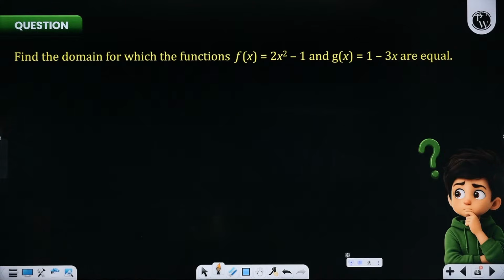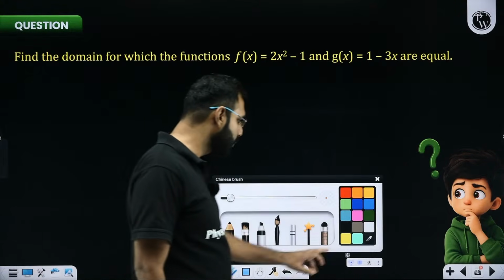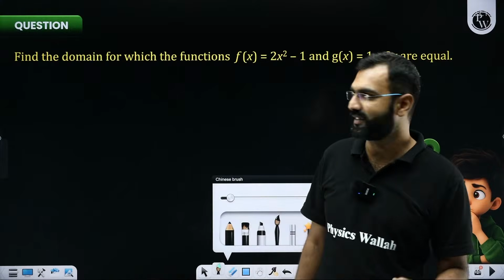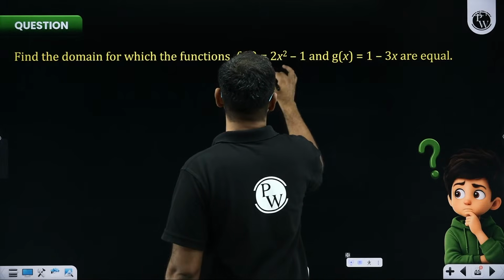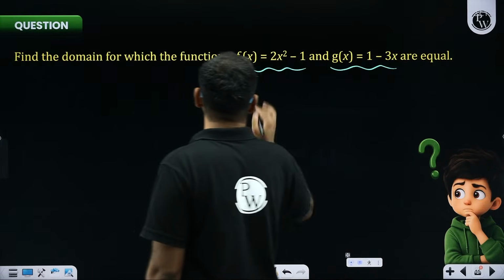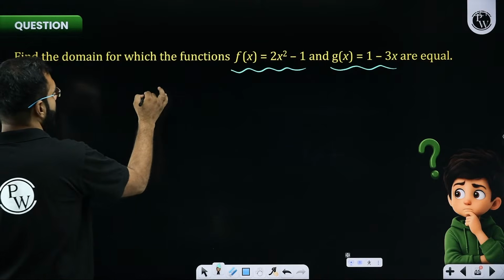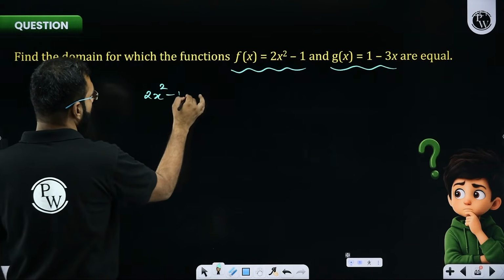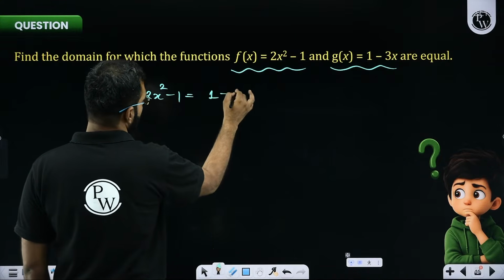Everybody, tell me in the comments, what do you think could be the answer to this question where you are asked to figure out the domain for which these two functions are equal? Sir, these two functions are said to be equal, which means this and this will be equal. What is f of x? Sir, f of x is 2x square minus 1. What is g of x? It is 1 minus 3x.